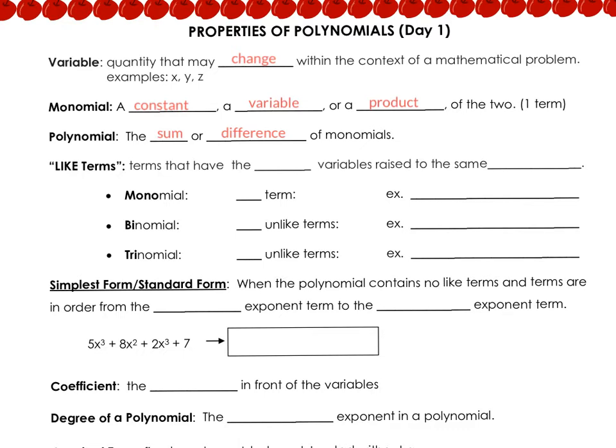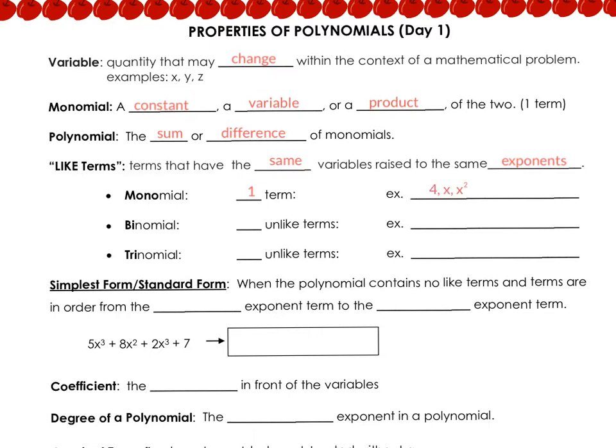So we have like terms. These are terms that have the same variables raised to the same exponents. So for example, an x and an x would be the same variable, same exponent of 1, or x squared and x squared. But we can't do x and x squared. They're not the same exponent there. So we can remember that a monomial has one term. So examples there might be like 4x and x squared.